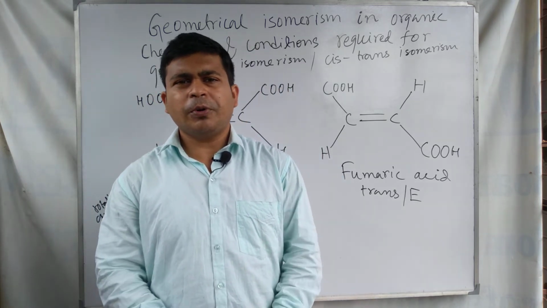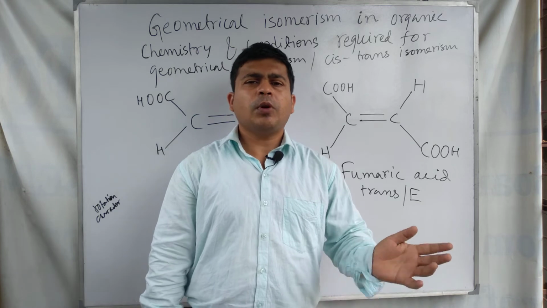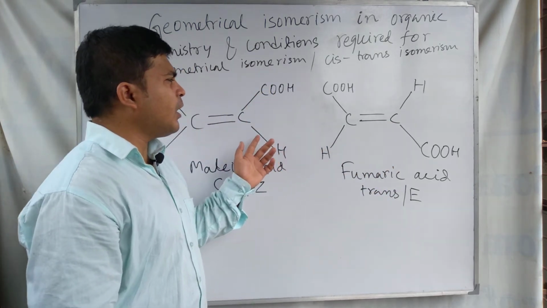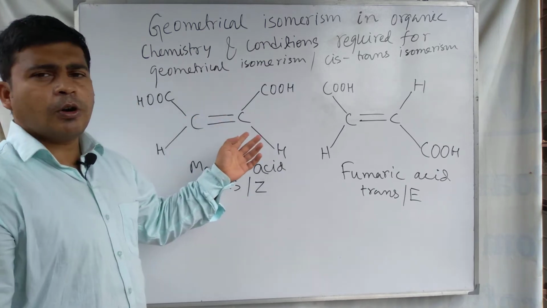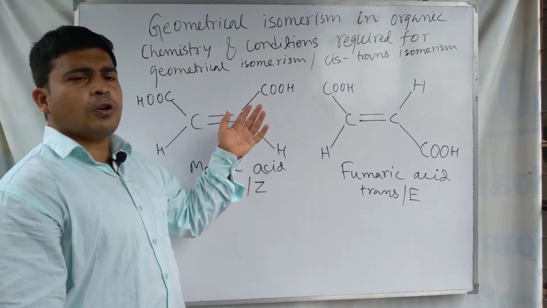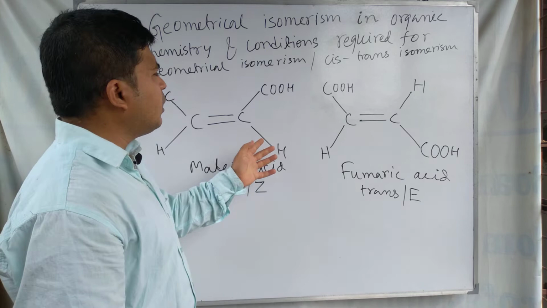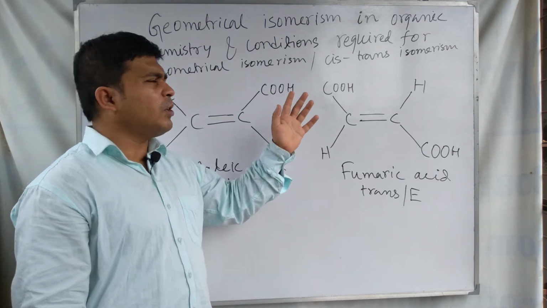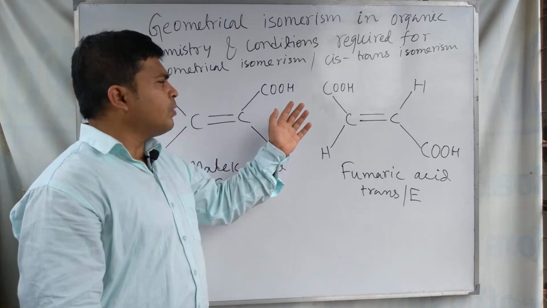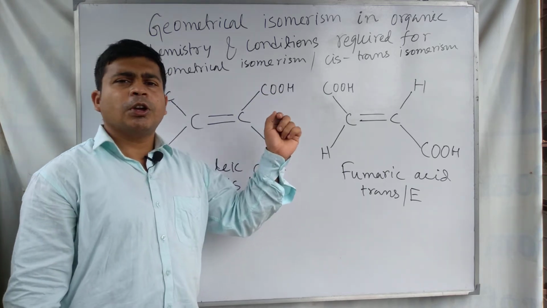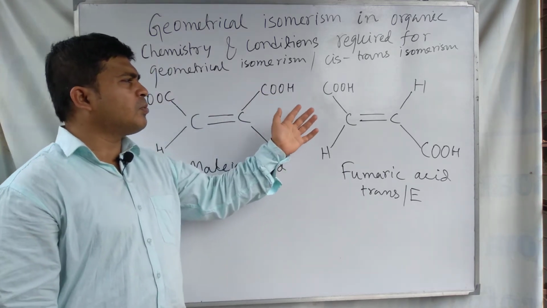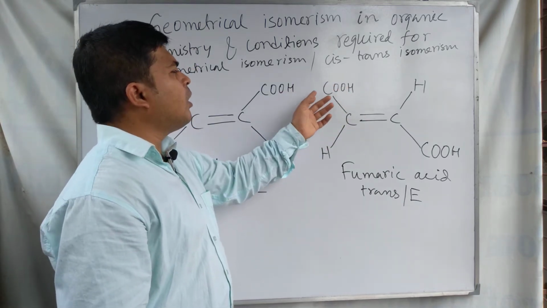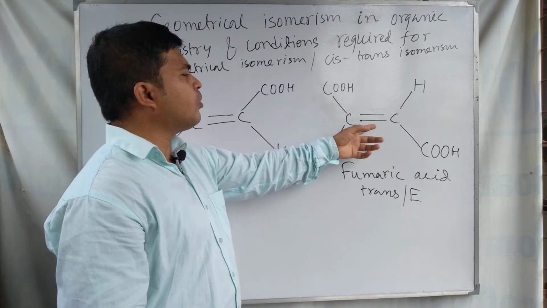Geometrical isomerism is a type of configurational isomerism, in which, around the double bond, the groups of atoms or atoms are opposite in spatial position. This type of isomerism is due to the difference in the spatial position of the atoms or groups of atoms around the double bond.